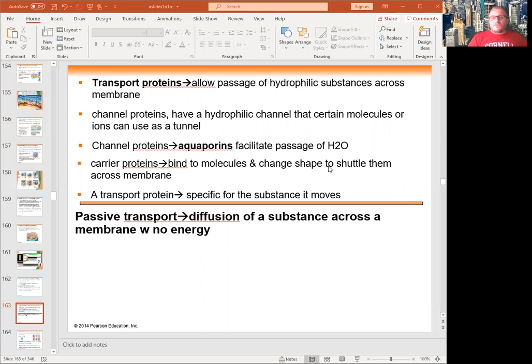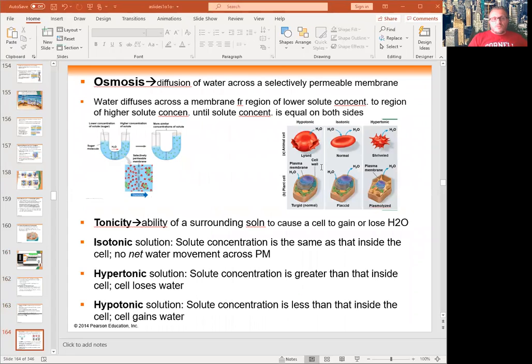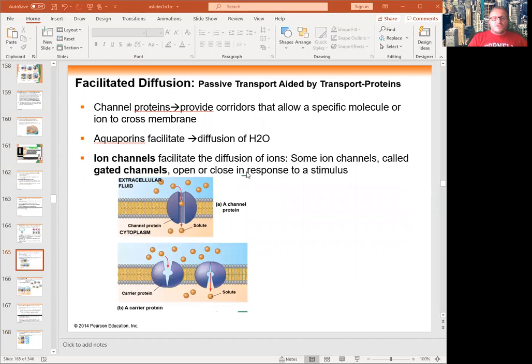Passive transport is diffusion of substance across a membrane with no energy usage. Osmosis is a special diffusion of water across a selectively permeable membrane. An isotonic solution has the same solute concentration inside and outside. Hypertonic is higher outside. Hypotonic is higher inside. Diffusion can be facilitated diffusion. You can use ion channels or gated channels.